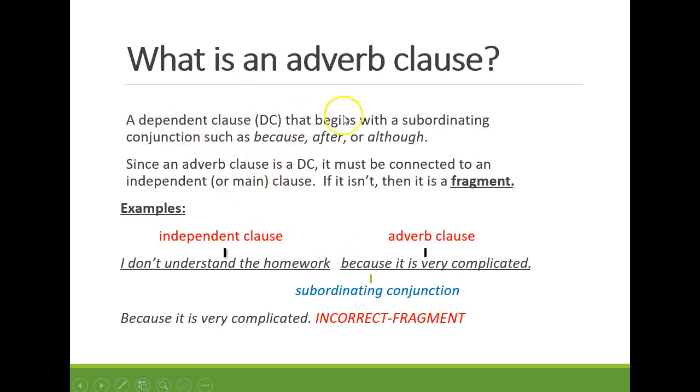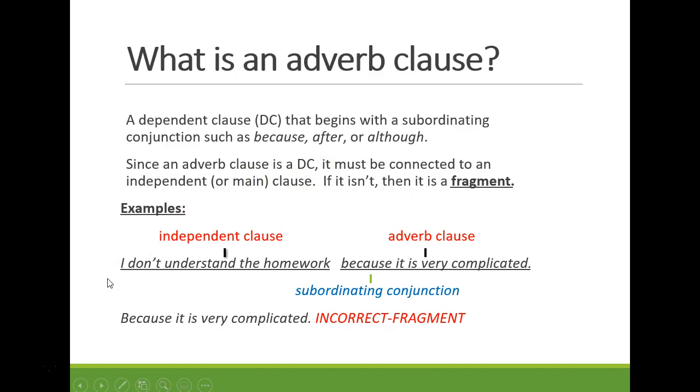Now, a dependent clause begins with a subordinating conjunction, like because, after, or although. And we know that dependent clauses must be connected to an independent clause. And if it isn't, it's a fragment, it's a sentence error.